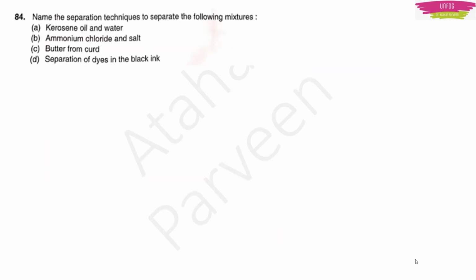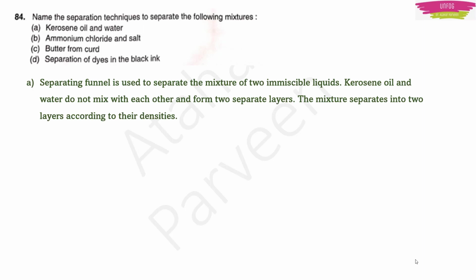Okay. Next question. Name the separation techniques to separate the following mixtures. First is kerosene oil and water. Here to separate kerosene oil and water, they use a separating funnel. Actually, I have written this type of sentences, but this is not needed. If you just write separating funnel, they will give you marks. They have asked you to name the separation technique.